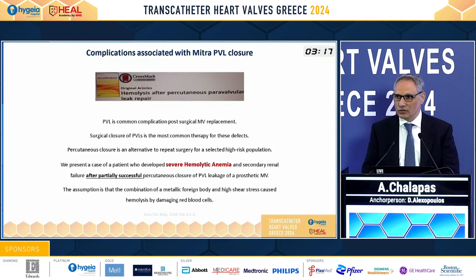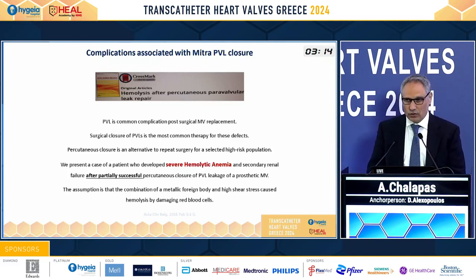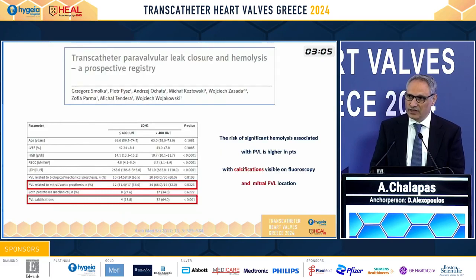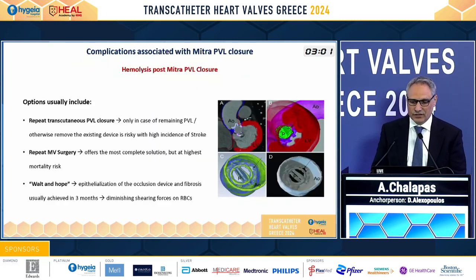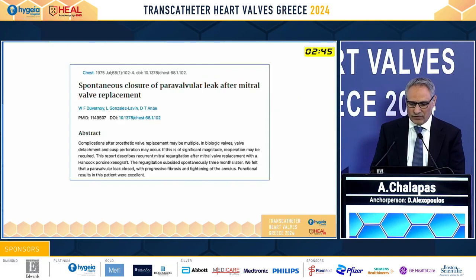Hemolysis is another complication that can be seen during the follow-up of our procedures, and this can be seen mainly after not totally occluded defects, in partially occluded defects, in severely calcified cases, and of course more often in mechanical valves. In such cases, the first approach is to wait, hoping that the epithelialization of the occluder device and the development of fibrosis is going to close these defects, diminishing the disruption of the red blood cells.